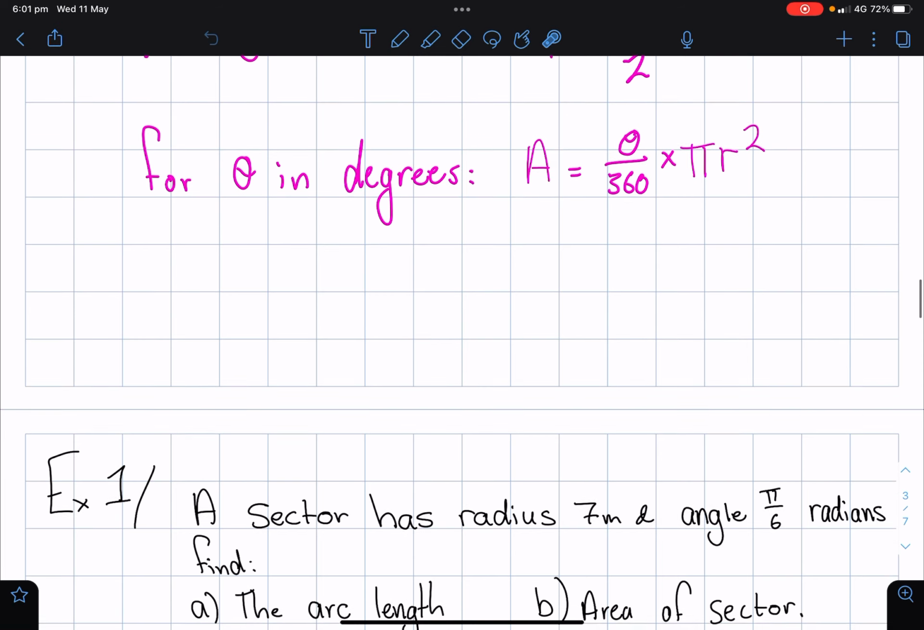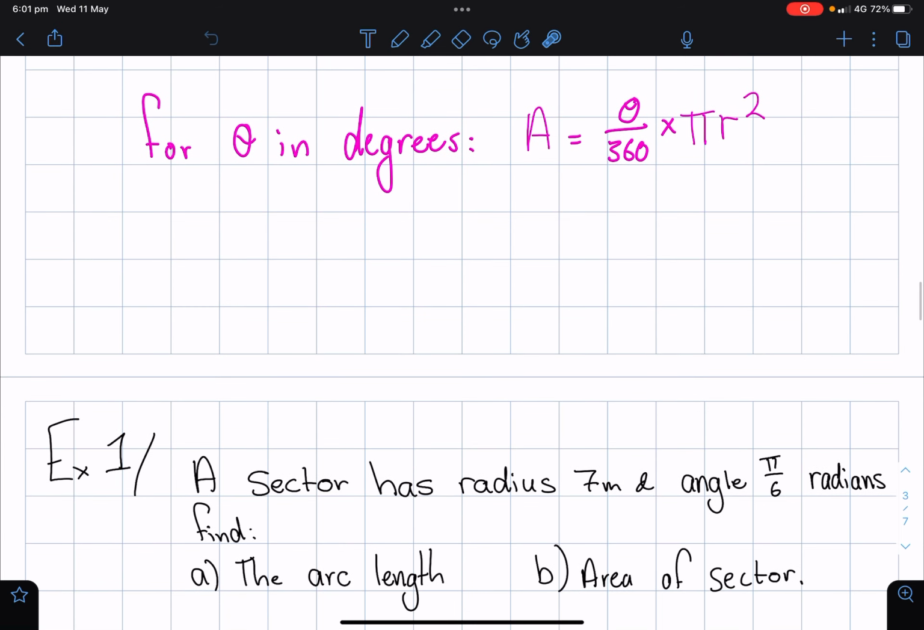So we're going to go through a couple of questions together. A sector has radius 7 meters and an angle pi on 6 radians. Find A, the arc length, and B, the area of the sector. First thing we look for is to see what our angle is measured in. We see that it's in radians, so we're going to be using the radian formula, okay?